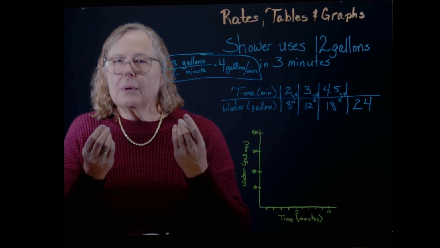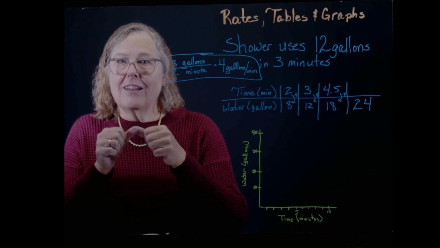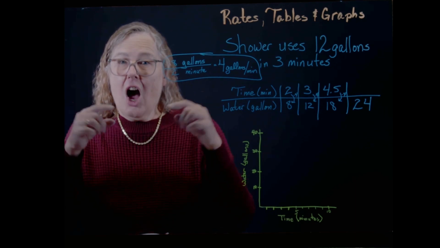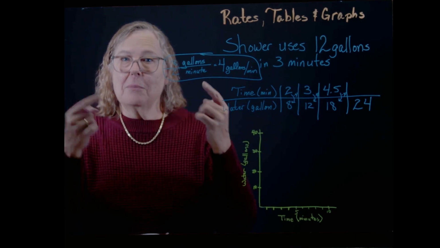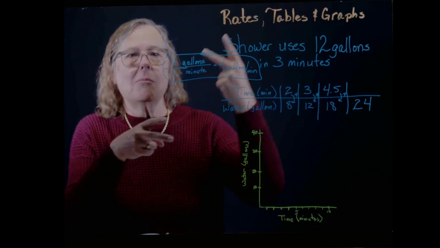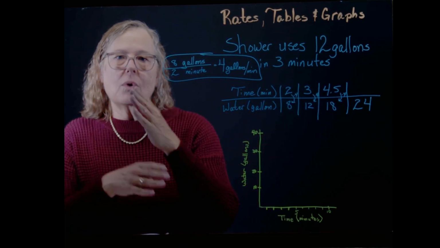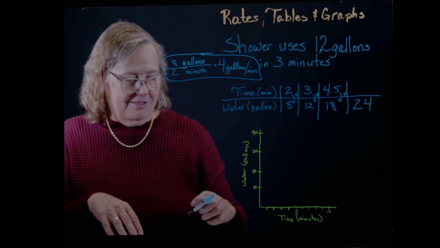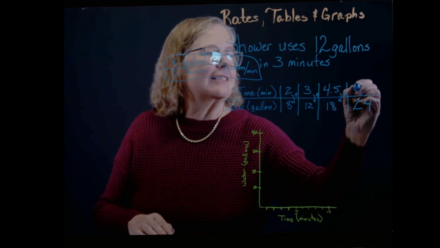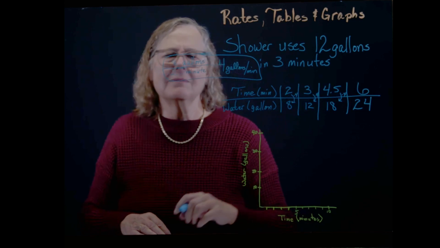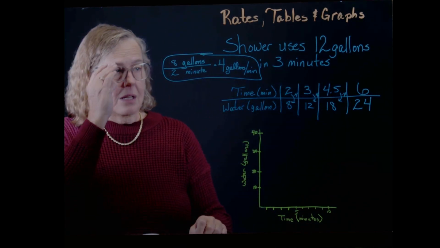Uh-oh, it's different again. What do we do this time? Do you remember? We need to do the opposite. Right. So we're not going to multiply. We're going to do the opposite, and we're going to divide. Good job. What's 24 divided by 4? Good job.